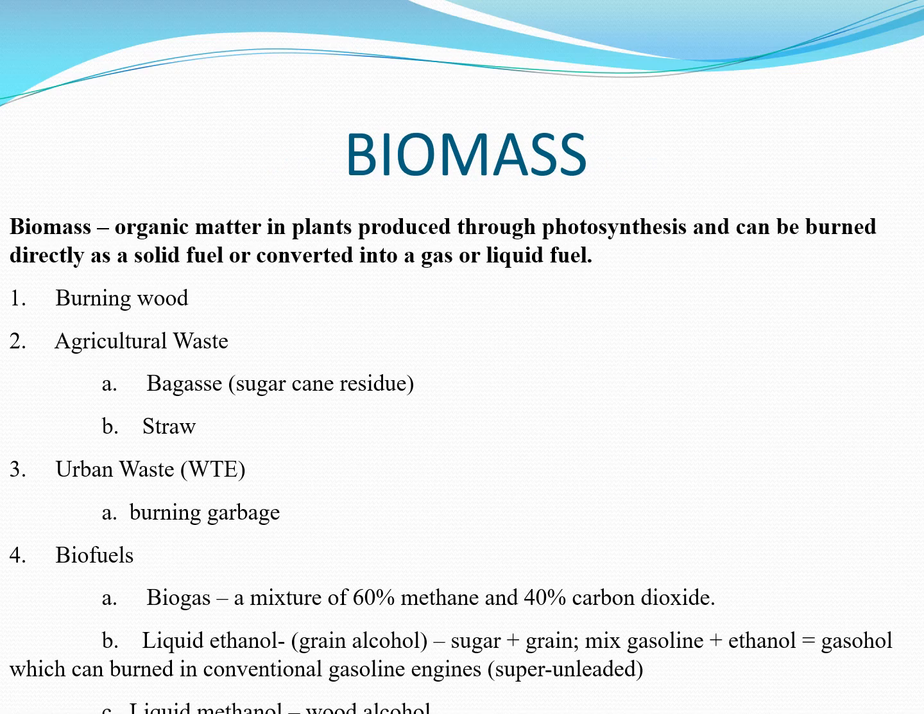And the next type is biomass. It is the organic matter in plants produced through photosynthesis and can be burned directly as a solid fuel or converted into a gas or liquid fuel. So it includes burning wood, agricultural waste like sugarcane residue or straw, and urban waste, and biofuels like biogas, liquid ethanol and liquid methanol.